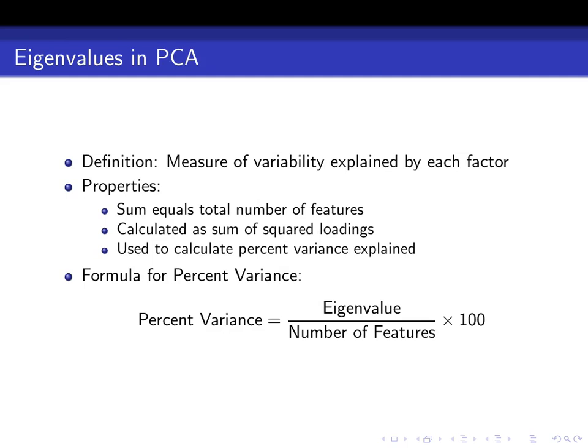An eigenvalue tells us how much variability is explained by each factor. Here's something interesting. The sum of all eigenvalues equals the total number of features in your dataset. We calculate eigenvalues by summing the squared loadings, and they help us determine the percentage of variance explained by each component.